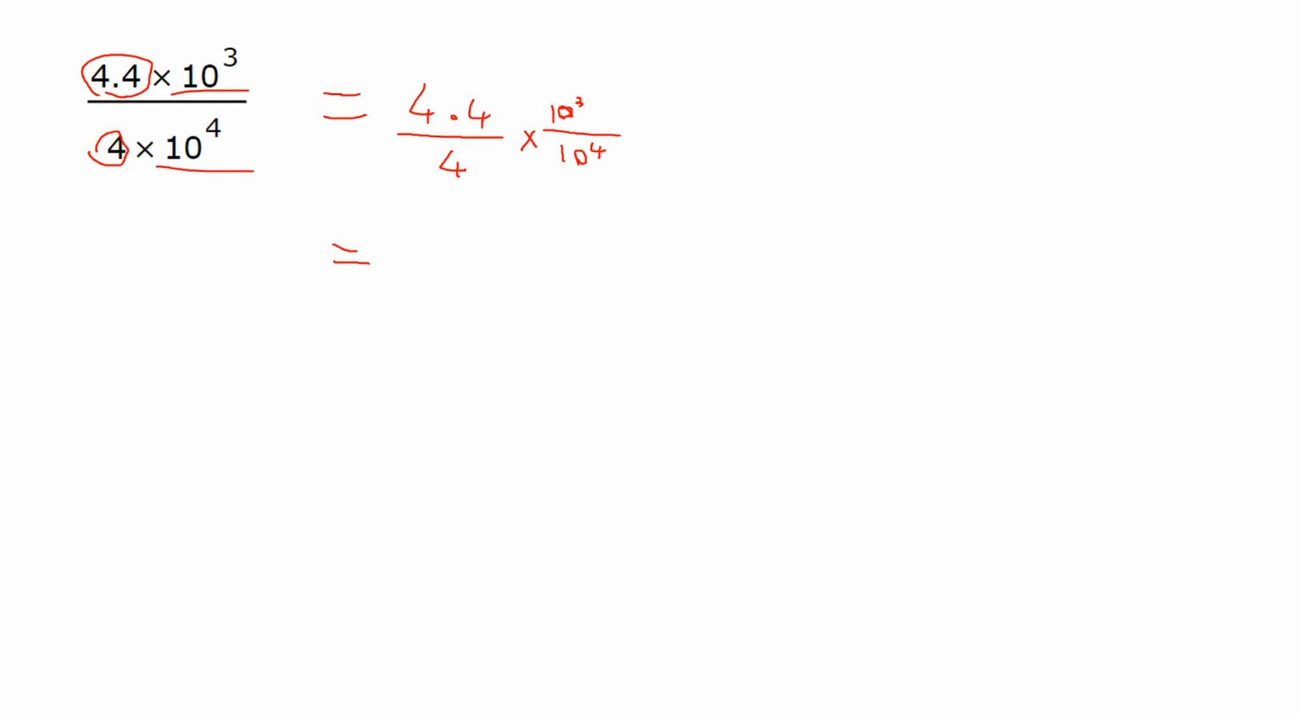4.4 over 4 is 1.1. And then we're timesing 10 to the, whenever we're dividing our powers, all we do is this one minus this one. So it's times 10 to the minus 1. And that is our final answer. If you want to, you can convert it to 0.11. Also works. Up to you.